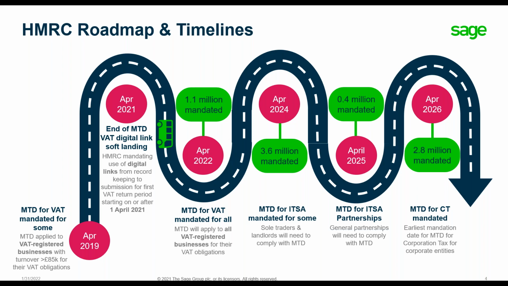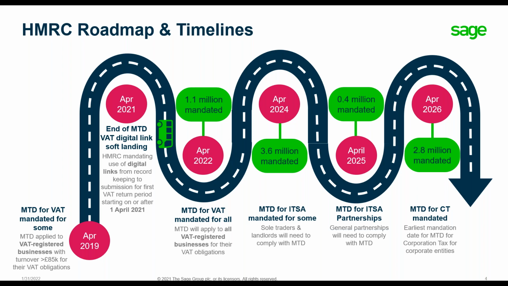So since then, we have seen a couple of milestone changes. In March 2021, we saw the end of the soft landing period for digital links, meaning that submissions from April 2021 would have to have proper digital links between the digital records and the quarterly submissions for VAT. During the soft landing period, copy and paste was accepted if the digital records were in spreadsheets. But since March, this is no longer permitted.